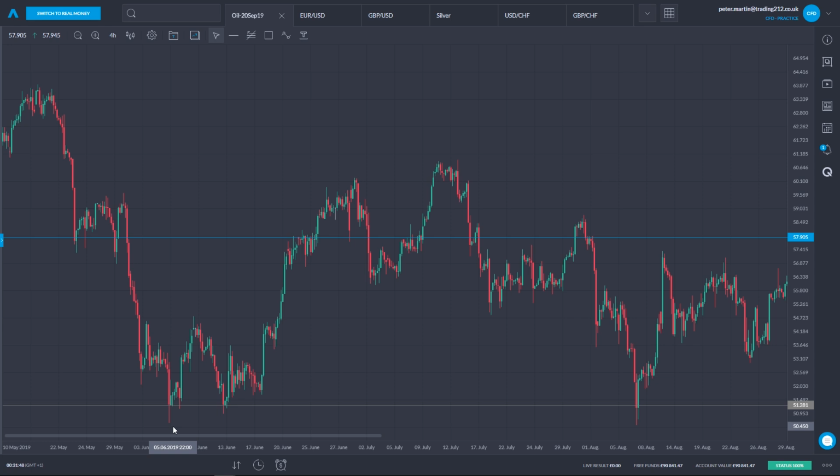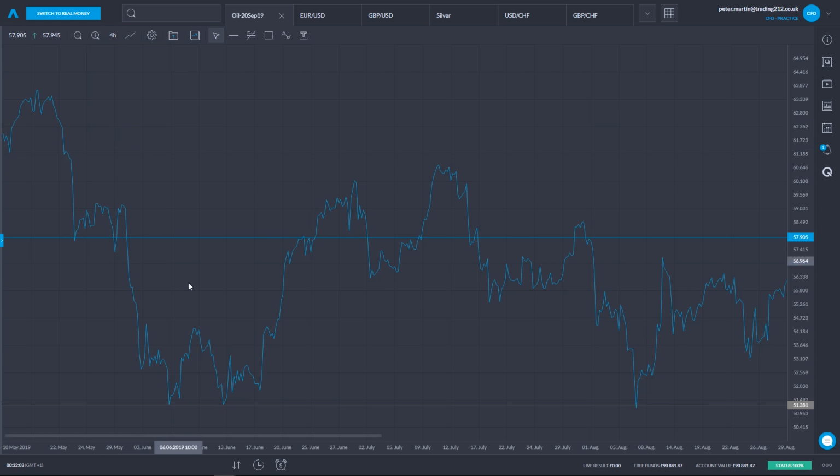Now, of course, it all comes down to personal preference. There's plenty of people who use candlestick charts to identify support and resistance, but you may find as a beginner, just because it's showing less information, it makes things a bit simpler to process, that using a line chart for eyeballing support and resistance may just be simpler.